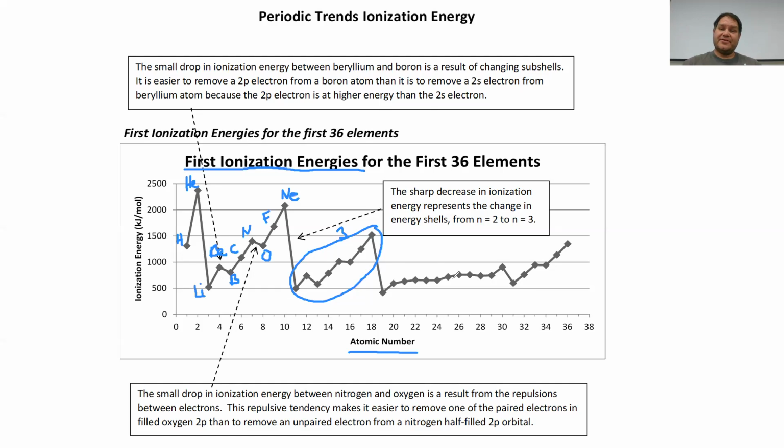All right. So there's a general trend across a specific period in the periodic table for first ionization. What about going down a group? What do we kind of see happening as we move down one particular group or another?